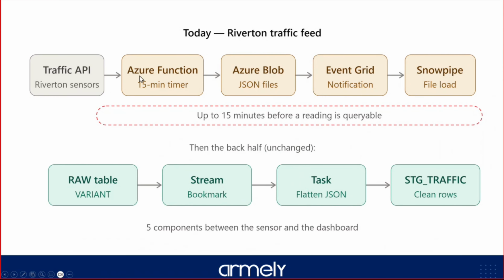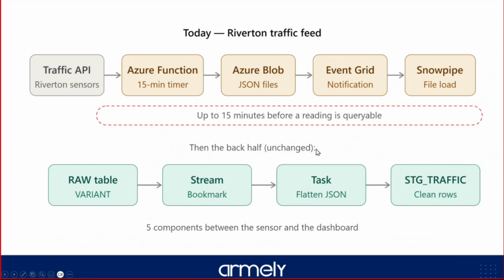So I'm going to share my screen here. This is the before architecture, where from the traffic API we had an Azure function with a 15-minute timer that would drop a JSON or Parquet file to the Azure blob. Then from the blob, we had an Event Grid sending the notifications, and then Snowpipe doing the file load. So we used to have up to 15 minutes before a reading is queryable.